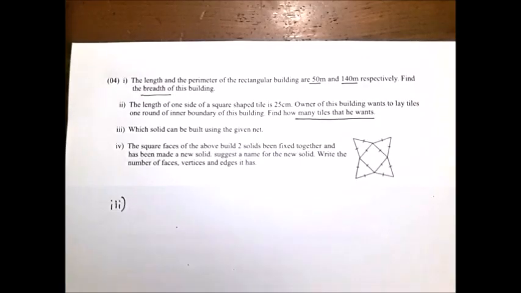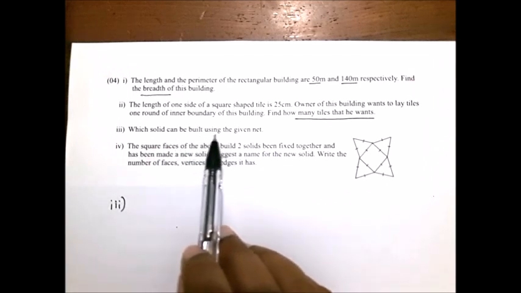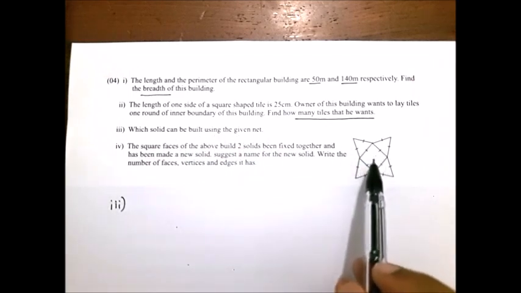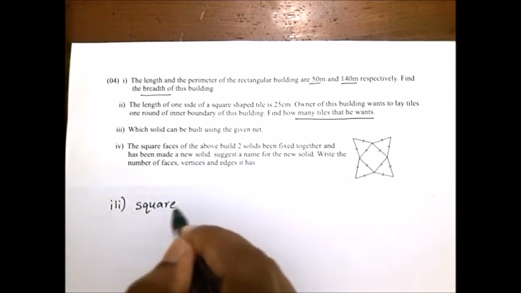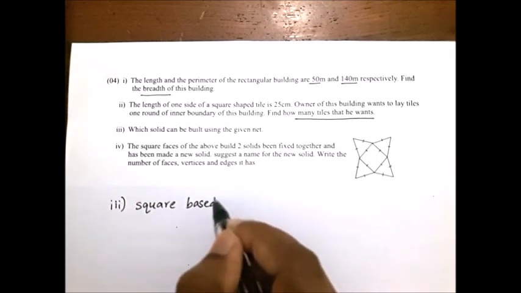Third part. Which solid can be built using the given net? Here you can make a square base pyramid. Answer is square base pyramid.